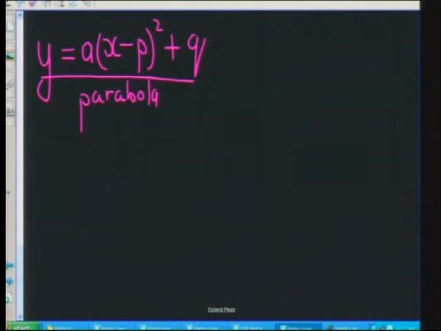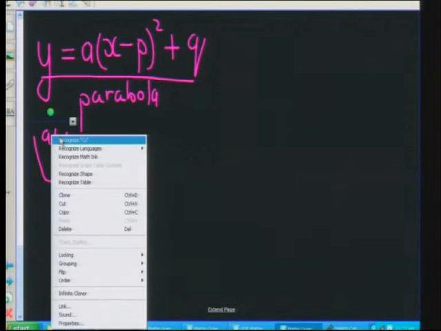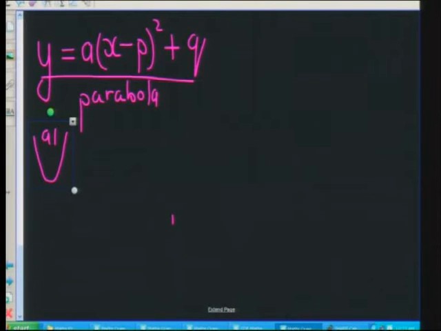a controls the steepness of the graph. So if a is positive, your graph will look like that, a happy face. If a is negative, your graph will have an unhappy face. Also, the bigger the value of a, the quicker your graph will go either upwards or downwards.